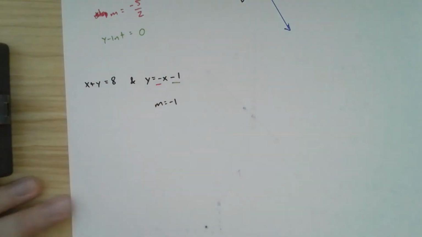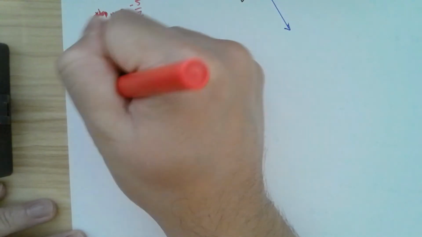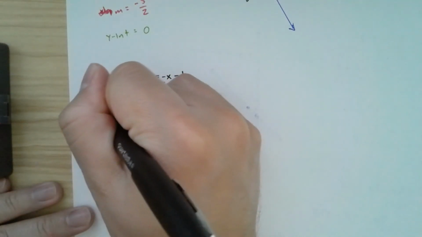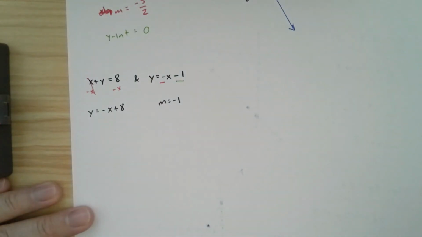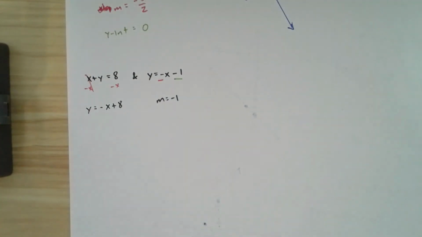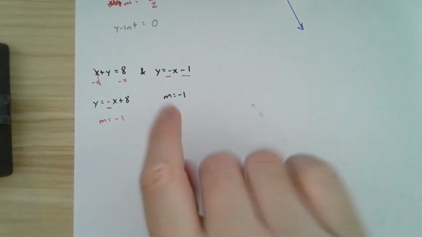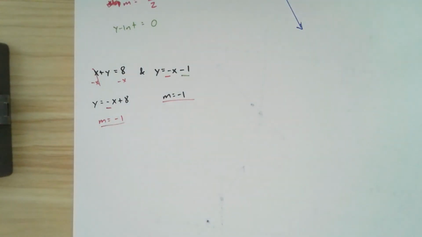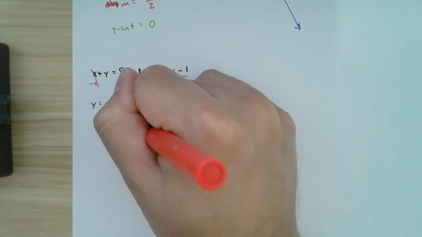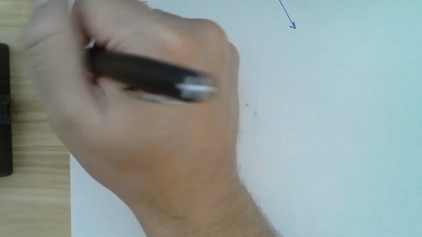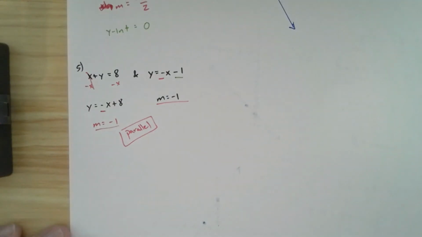So this one right here, first I'm going to subtract x. So I get y is equal to -x plus 8. Then it's already in slope-intercept form. So the m here will be -1, and that m right there is also -1. They're exactly the same. When they're the same, these two lines are parallel. Sorry guys, that's example 5. Here's example 6.